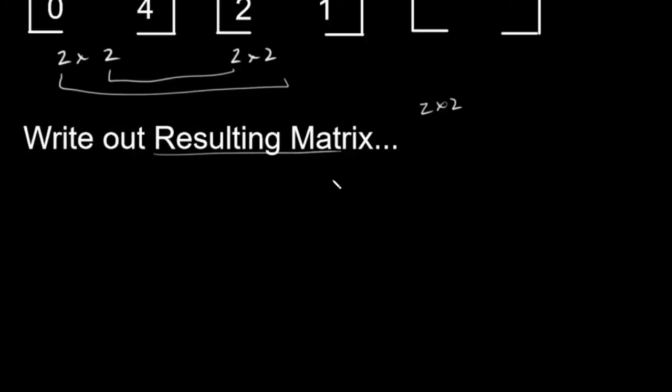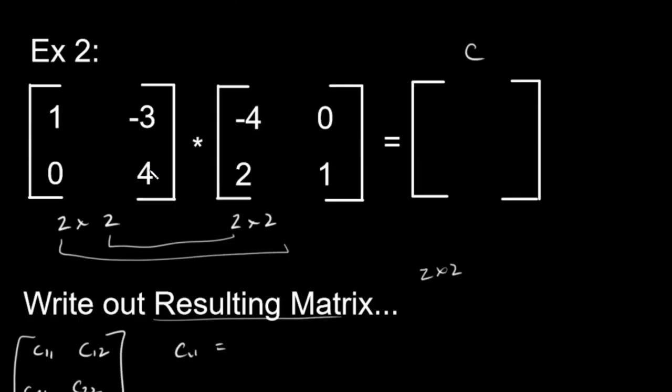And it's going to have entries of C11, C12, C21, C22. The faster you can do this, the better. And then C11 is found by taking the first row times the first column. First row, first column. Okay. And multiplying and doing a sum of products. So that is 1 and -4 multiplied plus -3 and 2 multiplied.